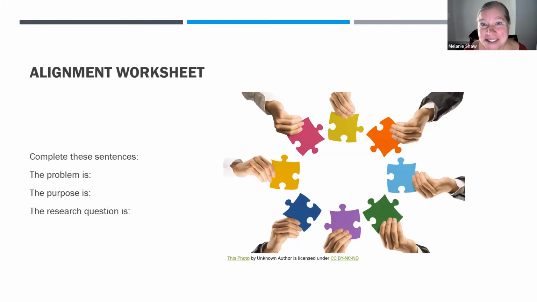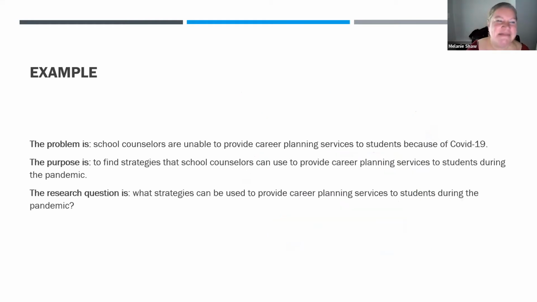The problem is, with that horror movie music playing in their heads in the background. The purpose is, and the research question is. Now I'll tell the student that the language in these 3 sections should be almost identical. Here's what it looks like when the student finally nails it. Here's an example for you.